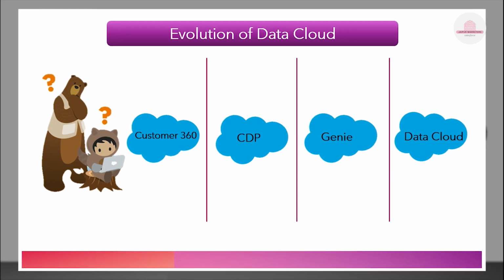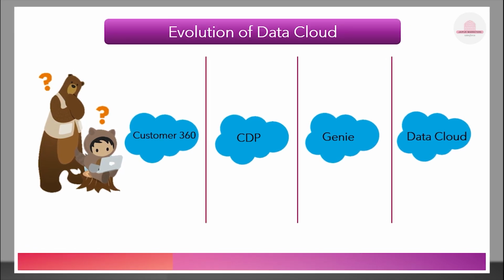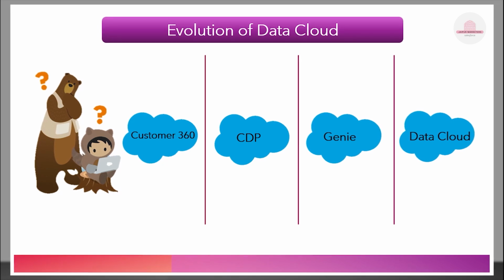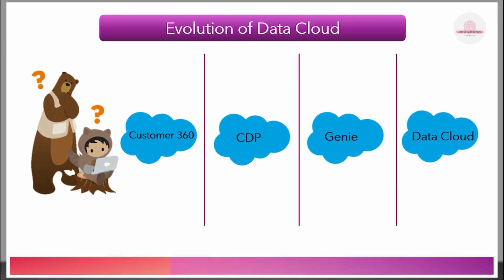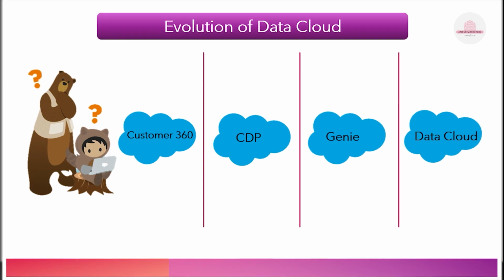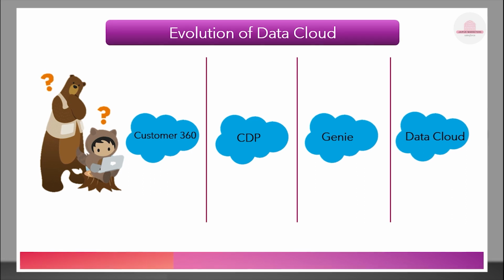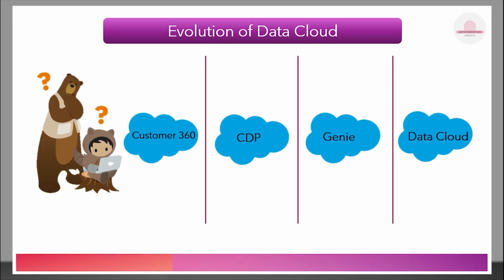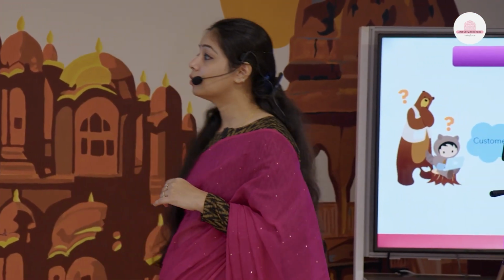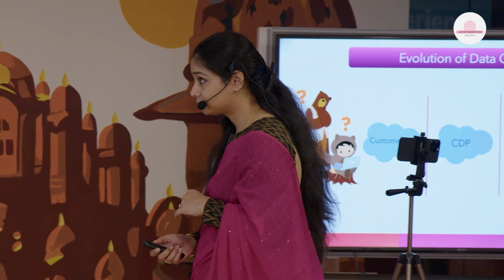That's when Customer 360 was launched by Salesforce as a product, and it solved the purpose of a unified view and a single source of truth from all the applications within Salesforce. When this product was qualifying all the needs, Salesforce further launched CDP. The one limitation with Customer 360 was that it was not able to get data from external sources into that unified view. That is when Salesforce launched their own CDP in 21.